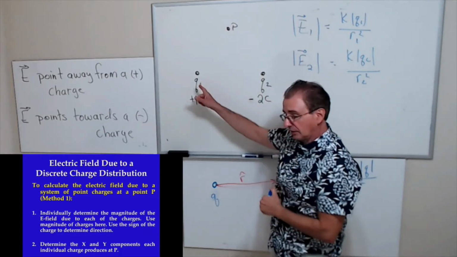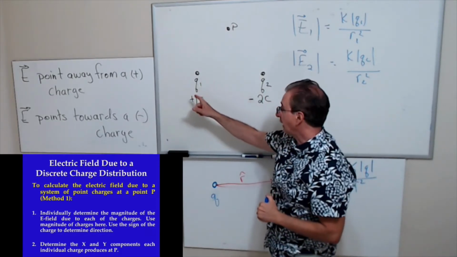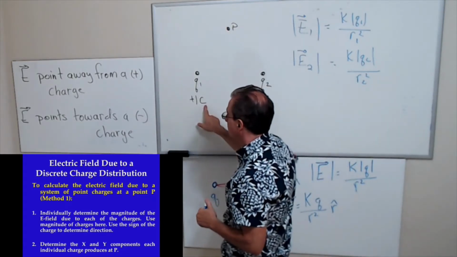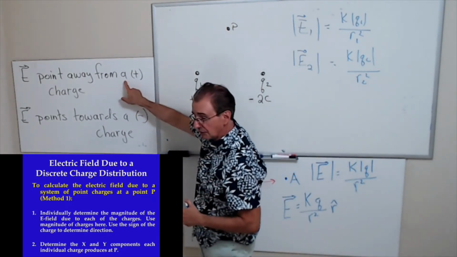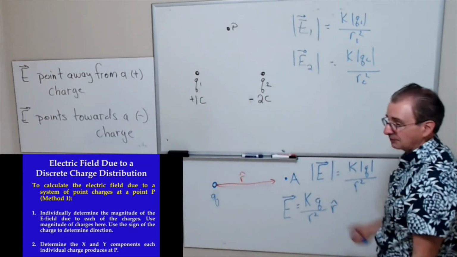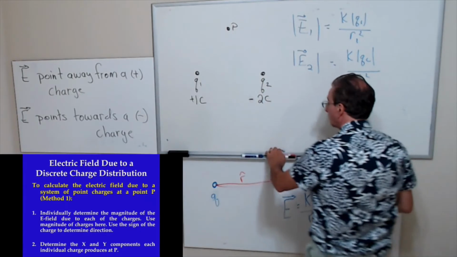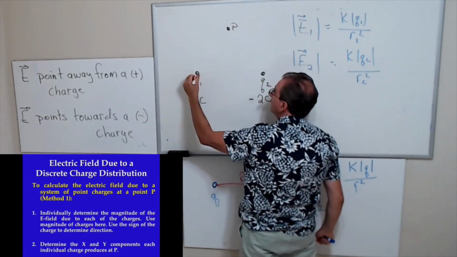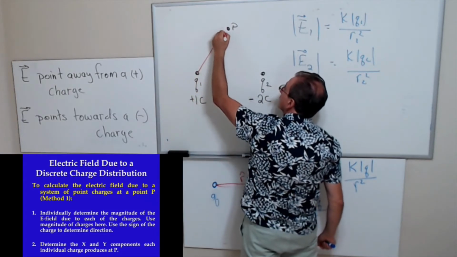However, this is a vector, and so I've got to figure out the direction of the vector. Well, I know that if this is a positive charge, the electric field always points away from the positive charge towards the object, towards the point in question. So the electric field due to Q1 here is going to be directed this way.